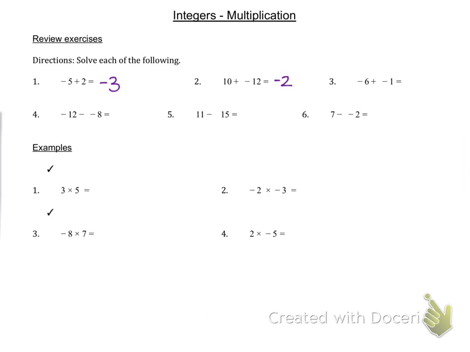Number 3, -6 plus a negative 1. They're both negative, so I'm going to add those two numbers. 6 plus 1 is 7. And then since they're both negative, your answer will be negative.